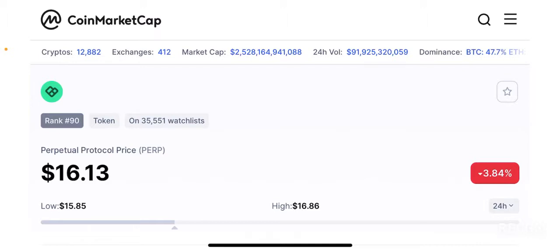In this episode, we're going to talk about another token that got listed on Coinbase today, and this token is called the Perpetual Protocol token, or the PERP token, right?